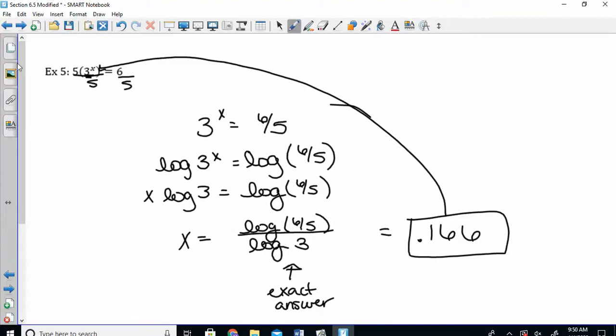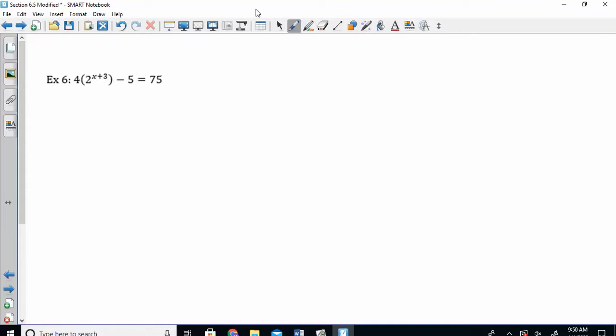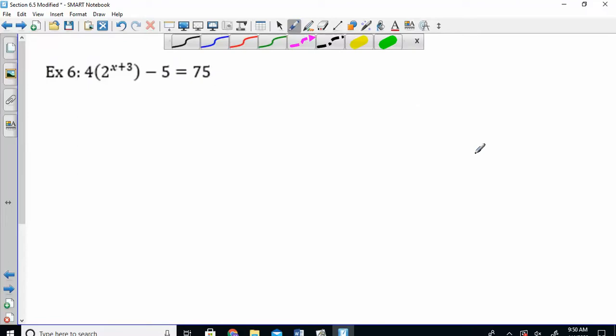All right, let's look at number 6. Did everybody get that when you plugged in your calculator? Okay, make sure you are plugging those in along with me, so you know if you made any mistakes. So on this problem, what would we have to do first? Add the 5 over. Right, we're trying to isolate that exponential piece. So we add over the 5. And then what will we do? Divide by 4.